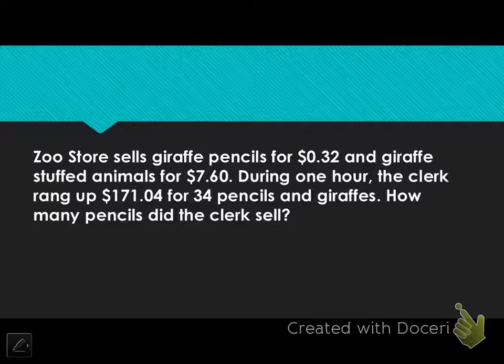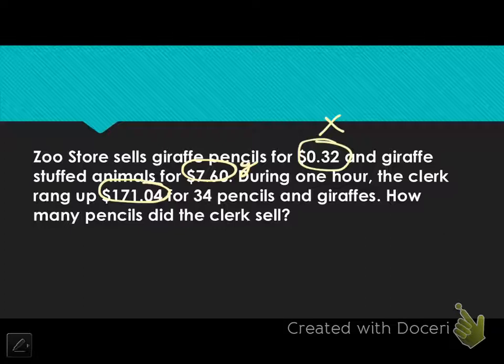Okay, a zoo store sells giraffe pencils for 32 cents and giraffe stuffed animals for $7.60. During 1 hour, the clerk rang up $171.04 for 34 pencils and giraffes. How many pencils did the clerk sell? Okay, so we want to do money with money. So money, money, money. Okay, so we'll say this is x and this one's y.